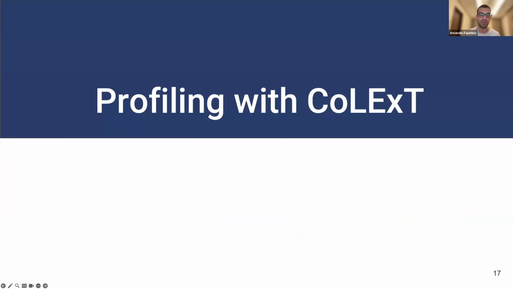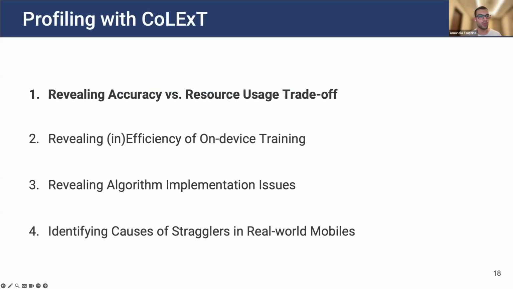Okay, so we saw roughly what Collext is and how you can interact with it. Now I'd like to discuss a few use cases that we see might be interesting for FL researchers to use Collext with. We're going to talk about a total of four. The first one is about comparing, revealing the trade-off really between accuracy and the resource usage required to achieve a certain accuracy.